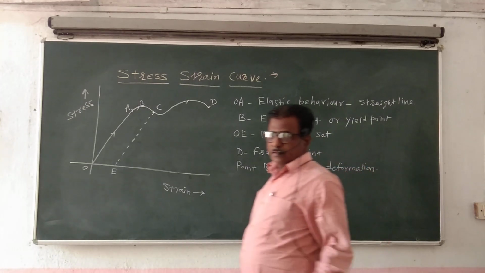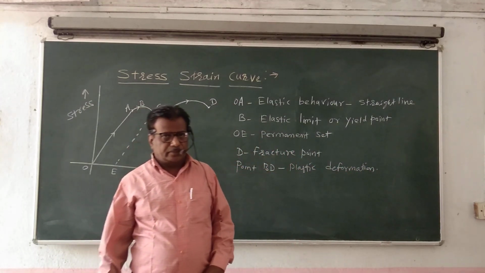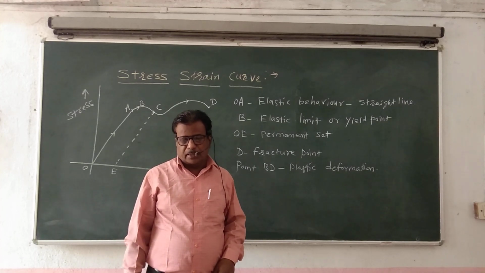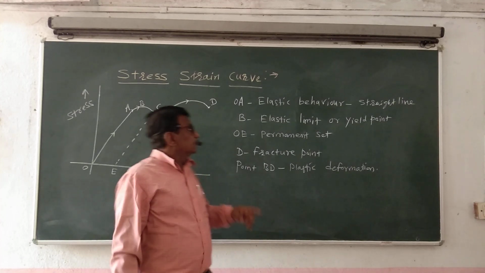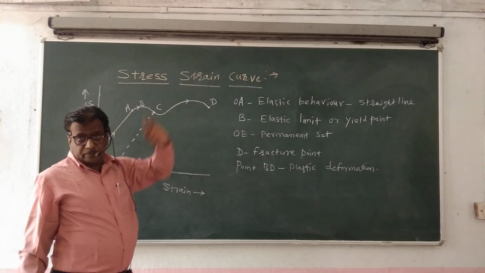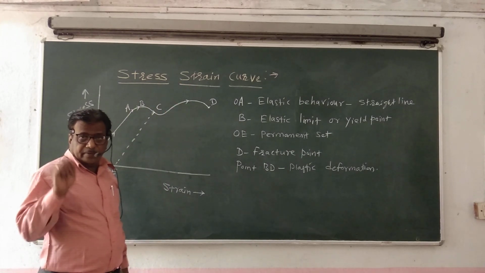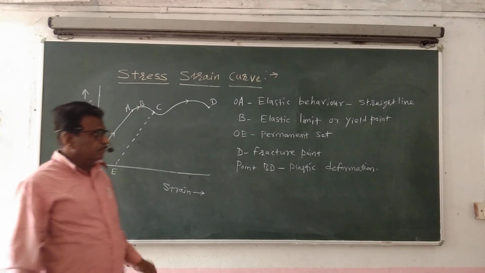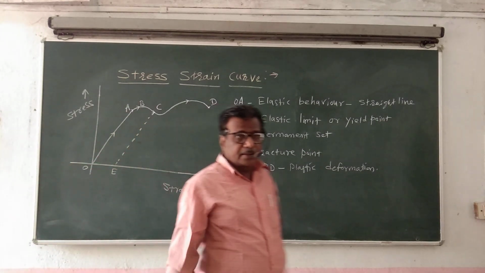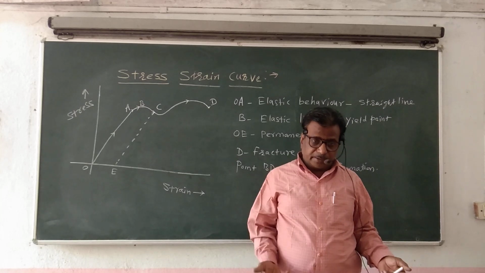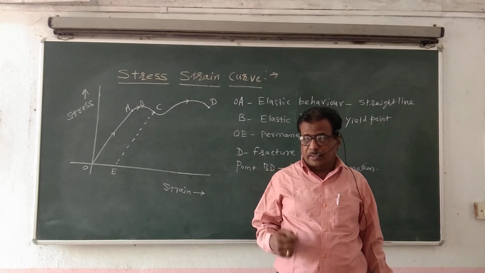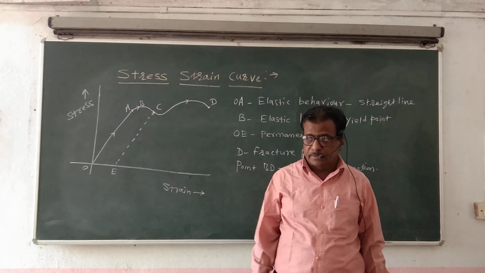So in my last video we studied Poisson's ratio. After that our next article is the stress-strain curve. When we take a wire, one end of the wire is fixed to a rigid support. At the other end, when we load it, what happens? The length of the rod or wire increases.